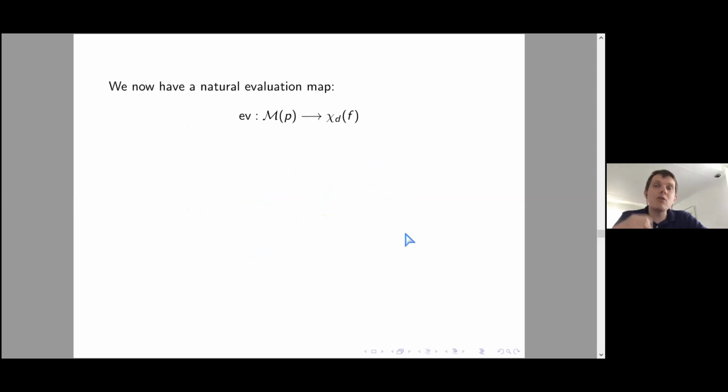Okay, so now we have a natural evaluation map. We have our moduli space MP, and it evaluates to this contact locus. These are holomorphic maps from C, so you can just take the d-jet at 0, and I get an evaluation map to my jet space.